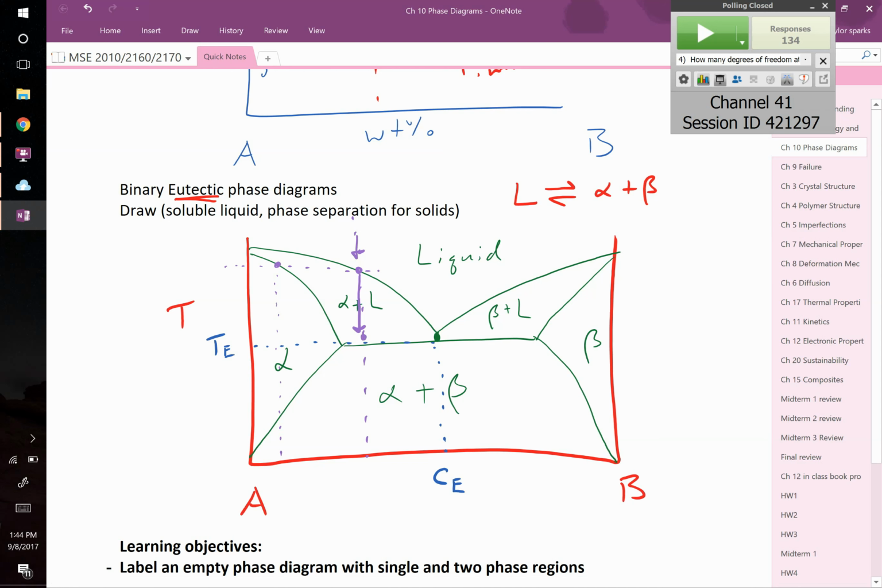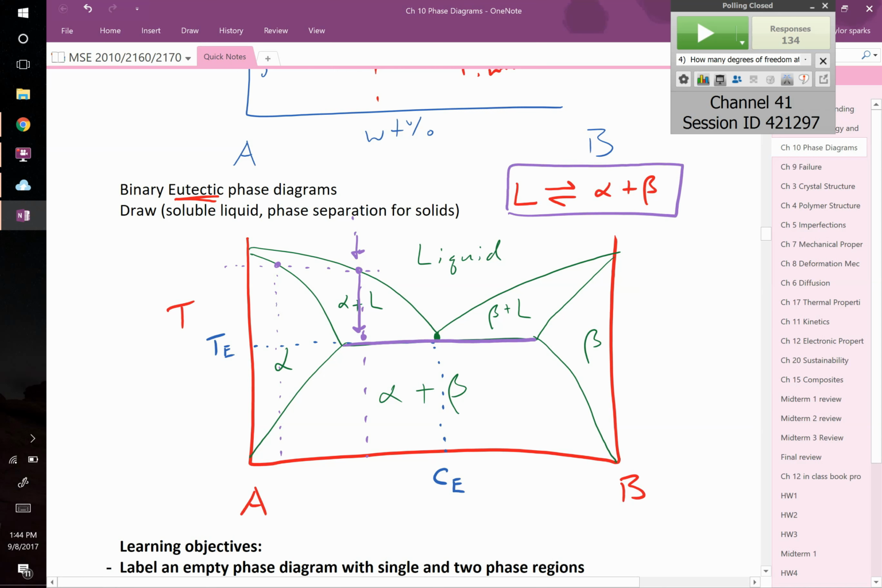So first off, because it's above that line, we're in the alpha plus L region. We must have alpha plus L there. We haven't learned yet the lever rule, which tells us how much, but we know that there still must be liquid there. And as soon as we cross below this line into here, this says alpha plus beta. Therefore, any liquid that we had must have converted to a mixture of alpha and beta. That's because when you go across this line right here, that is the eutectic reaction.